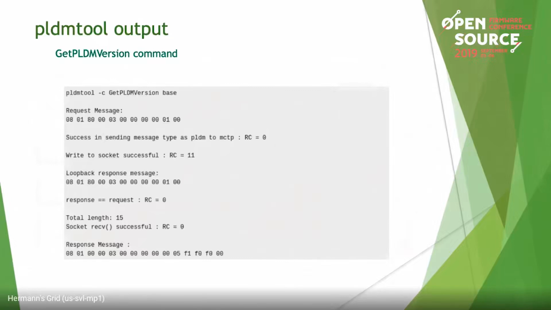And if you see that F1, F0, F0, 00 stands for the PLDM version type, and that's 1.0.0, like major, minor, and I think auxiliary from a version.